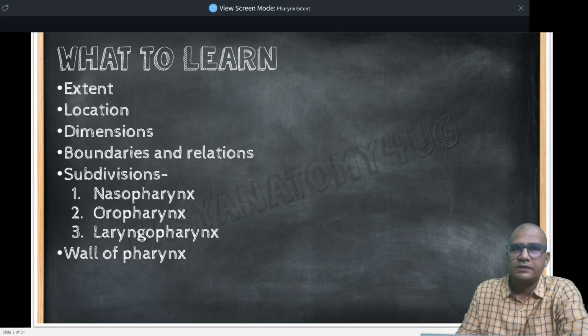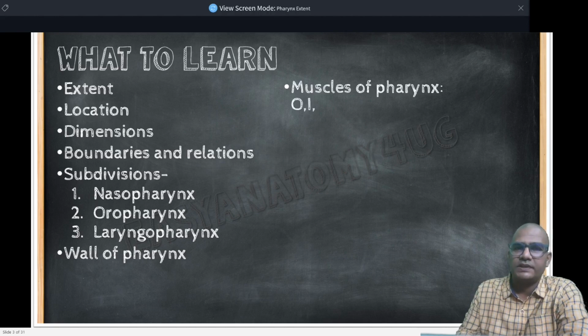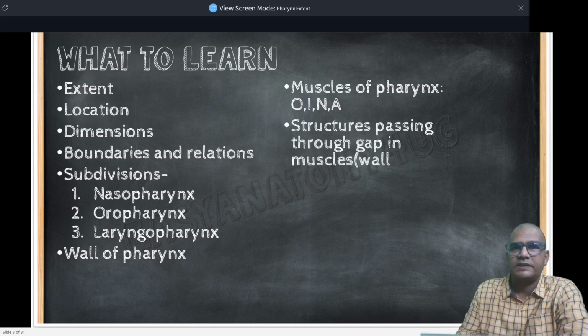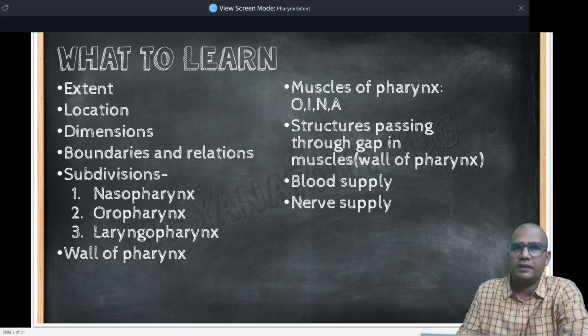Then we will discuss the composition of the wall of the pharynx, which we have briefly discussed in the previous slide. Then we have the muscles of the pharynx, their origin, insertion, nerve supply, action and arrangement. Then what are the structures passing through the gaps between the various muscles of the pharynx. This is a very important topic. It can be asked as a short note or to draw a well-labeled diagram. So we have to focus on this particular part. Then we will discuss blood supply, nerve supply, lymphatic drainage and applied anatomy.